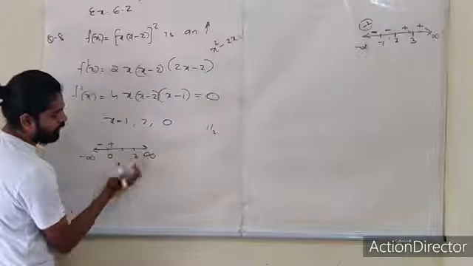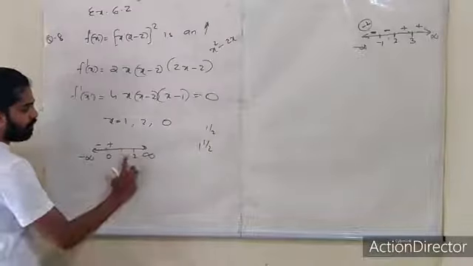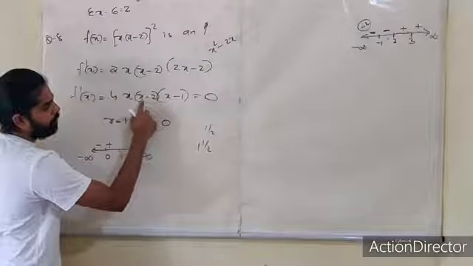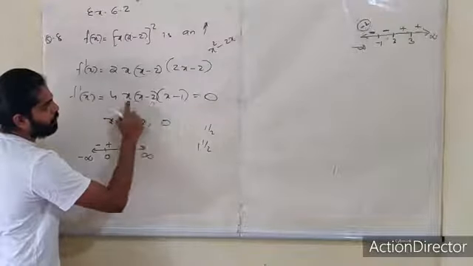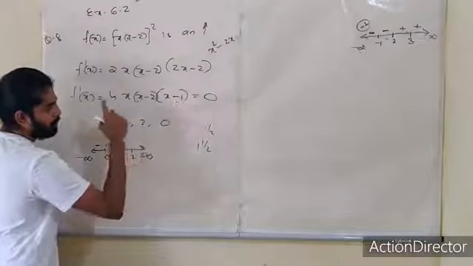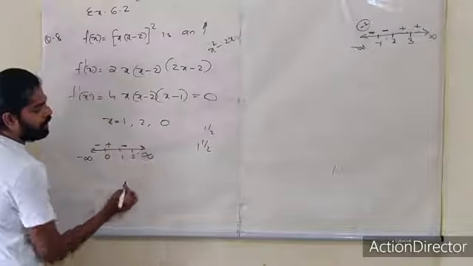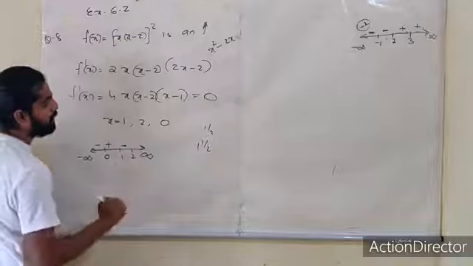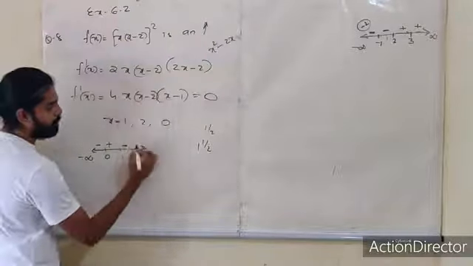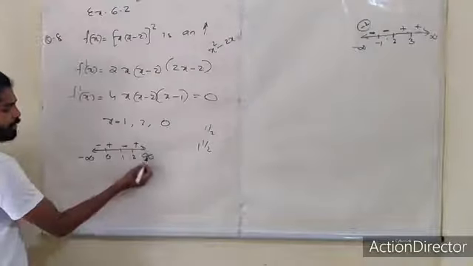Let's take a value between 1 and 2, let's take 1.5. Substituting 1.5 here, positive; 1.5 minus 2 is negative; 1.5 minus 1 is positive. So positive, negative, positive means negative. For 2 to infinity, let's take 3. Substituting 3, positive, positive, positive. So this is increasing in the intervals 0 to 1 and 2 to infinity.